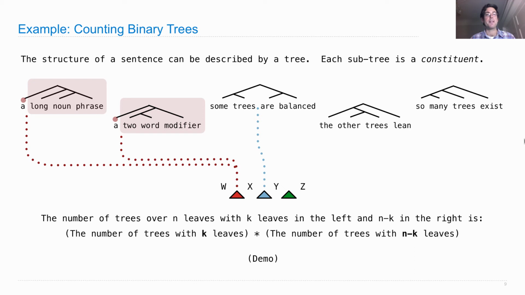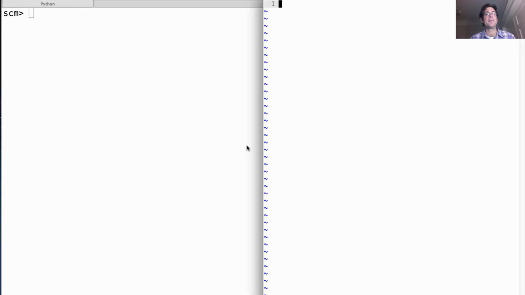And so we can write a function that does just this, counts the number of ways of drawing a binary tree over a sequence of n leaves. Okay, so this time we're going to write our solution in a file and then load it into Scheme.